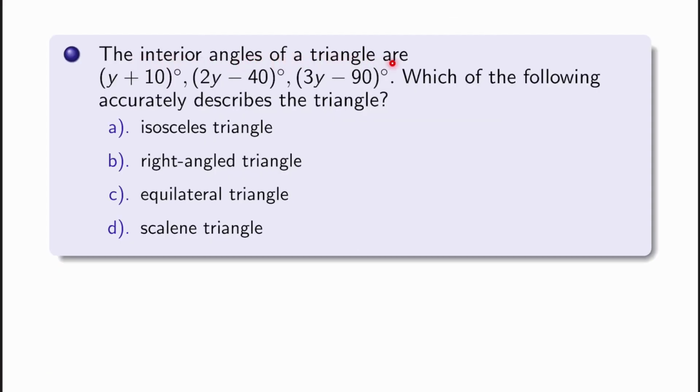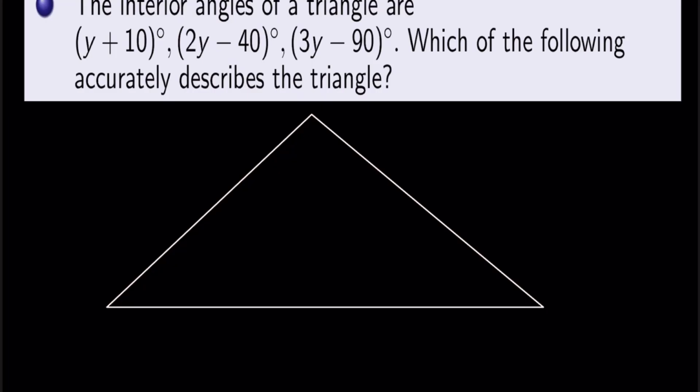The interior angles of a triangle are y plus 10 degrees, 2y minus 40 degrees, and 3y minus 90 degrees. Which of the following accurately describes the triangle? We first draw a triangle. Now, suppose this angle is y plus 10 degrees, and this angle is 2y minus 40 degrees, and this angle is 3y minus 90 degrees.